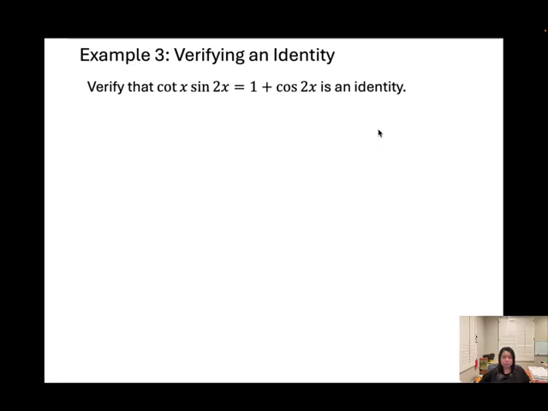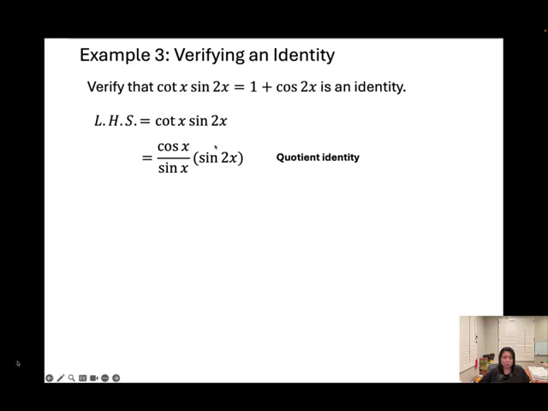Example 3. Verify that cotangent x sine 2x equals 1 plus cosine 2x is an identity. So I'm gonna start with my left hand side here. I have a cotangent on the left hand side, and on the right hand side I do have a cosine. So I try to convert it to the cosine side, which is gonna be cosine x over sine x. And then I'm gonna use the double angle identity. For the sine 2x, sine 2x will be equal to 2 sine x cosine x. Simplify it, cancel out the sine x. I will have a 2 cosine squared x here.